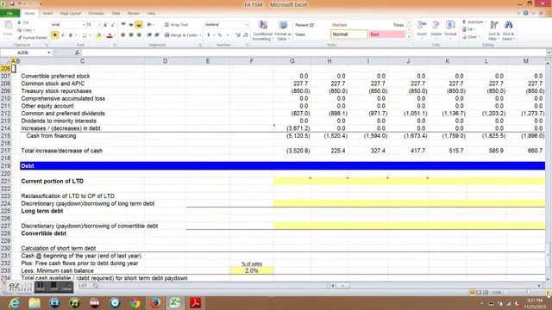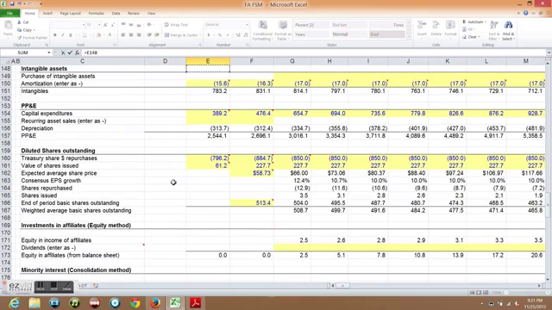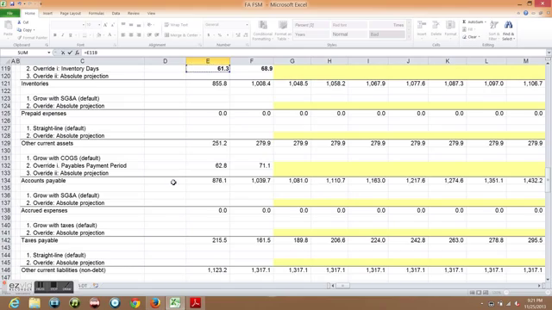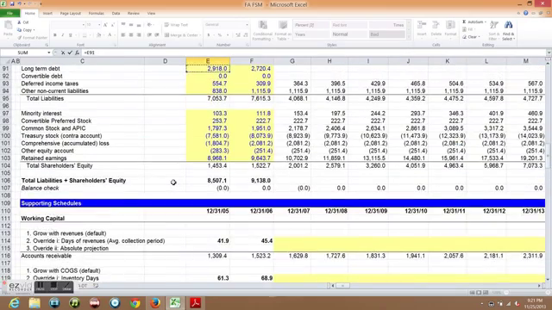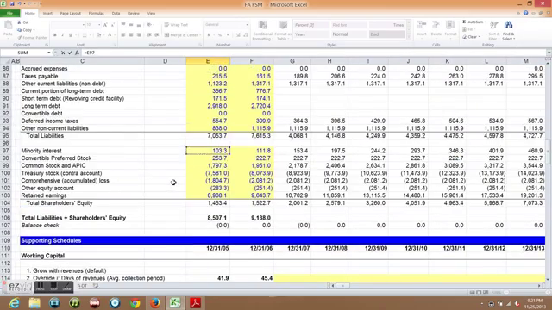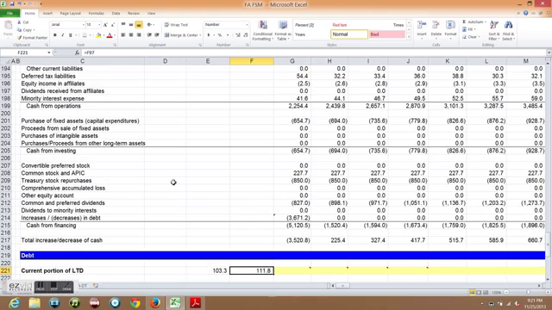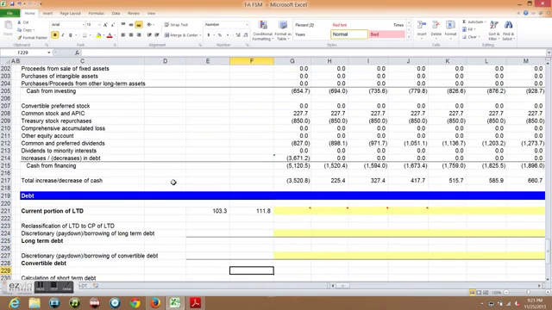Okay, so as you can see from our balance sheet, we haven't projected out our current portion and whatnot. So what we need to do is first link up our old balances there, and we're going to project out our current portion of long-term debt.